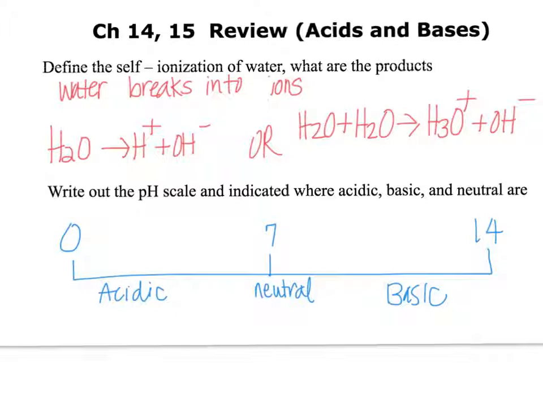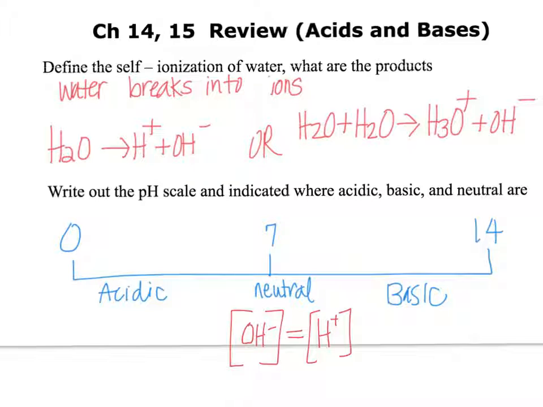And then the next one is you need to know the pH scale and indicate where the acid, base, and the neutral are. And of course, neutral is 7, exactly 7 in the middle. And if you remember, when we are neutral, that is when our hydroxide ions and our hydrogen ions, the concentration of those is exactly equal, okay?